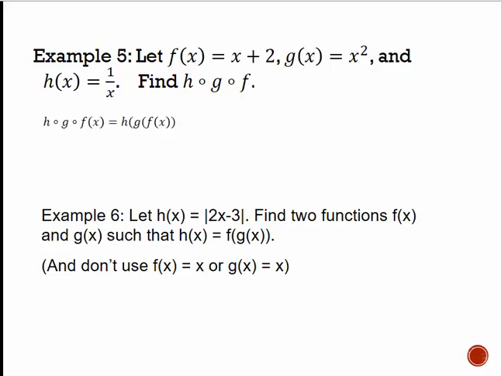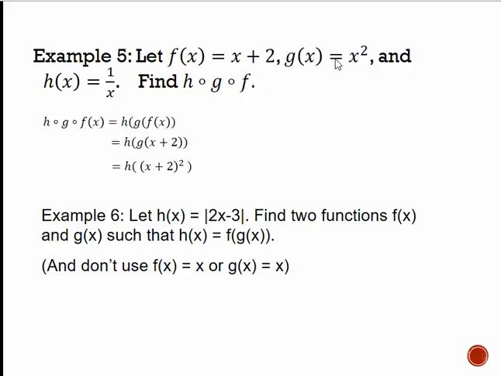So the first thing I'm going to do is write that in nested notation. This is the order here. We have to work from the inside out by function notation. We need to do h of g of f of x. So I'm going to go from the inside out. f of x is x plus 2. So if I substitute that in for the function notation f of x, we need to do h of g of x plus 2.